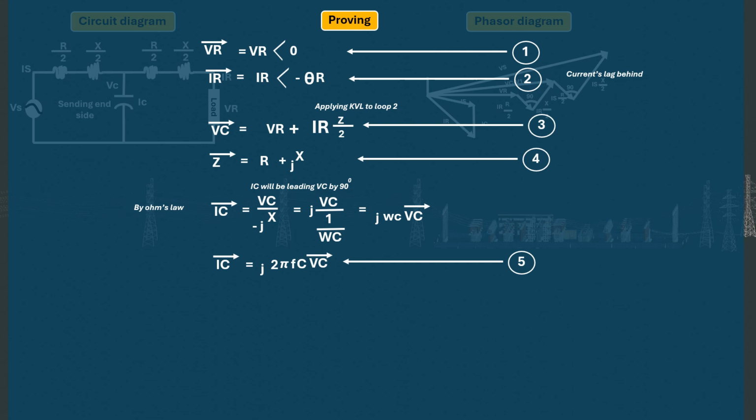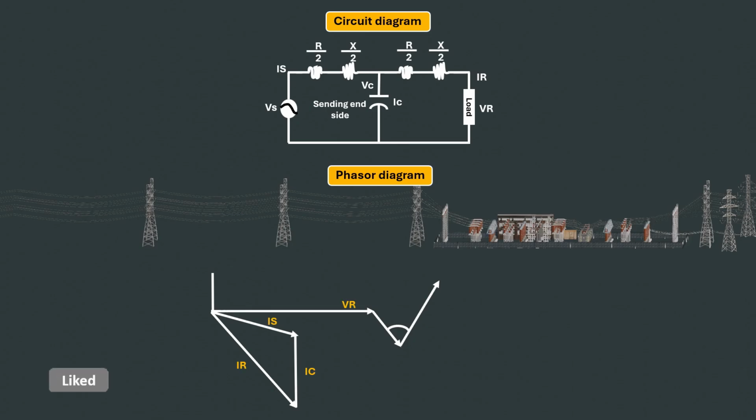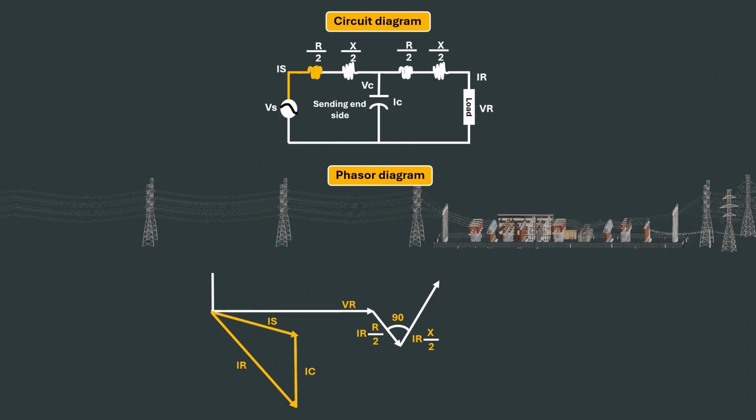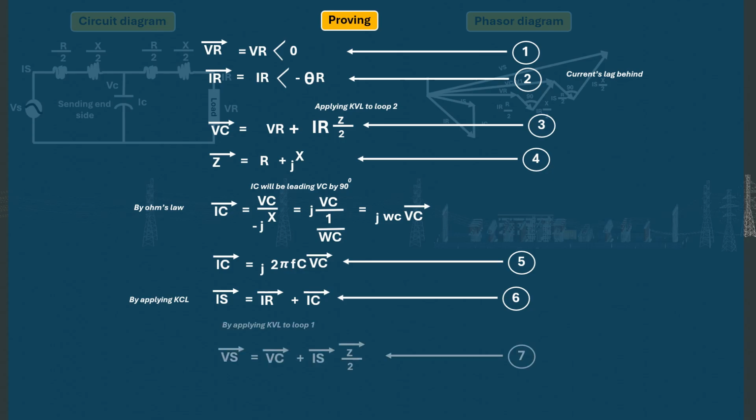You can see that pretty much all of the formulas we need have been gotten, except for the sending end current Is and sending end voltage Vs. For the sending end current Is bar, using the phasor diagram, Is bar will equal IR bar plus IC bar. Equation 6. For getting the formula for sending end voltage Vs, looking at the phasor diagram, sending end voltage Vs bar will equal capacitance voltage Vc bar plus sending end current Is bar times the impedance all over 2, equation 7.